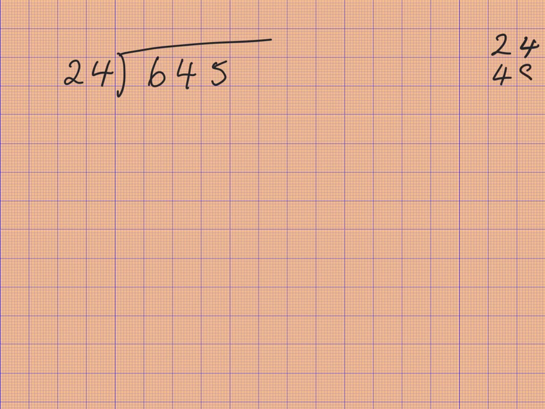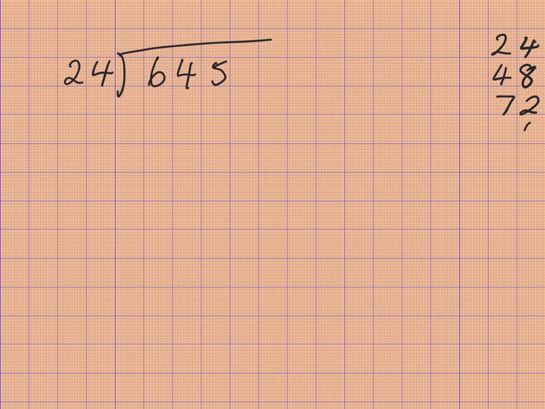Okay, so let's see both of those methods again with another calculation. So this time we're going to do 645 divided by 24. So first thing we do for both methods, write out the times table. So 24, 48, 72, 96.